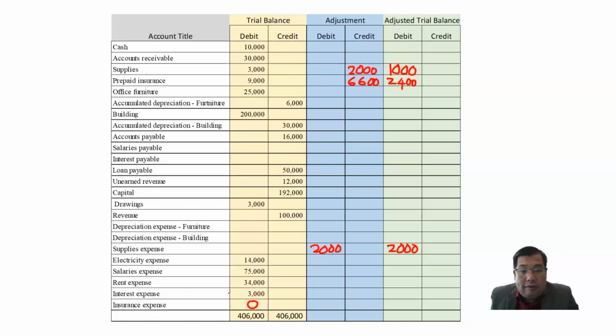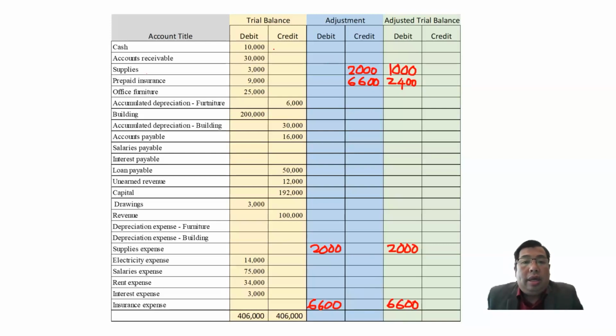And then you have a new item here, insurance expense. This is debit, so it will be debit 6,600. Zero plus 6,600 is 6,600. This is debit, so it's going to go to the debit side.